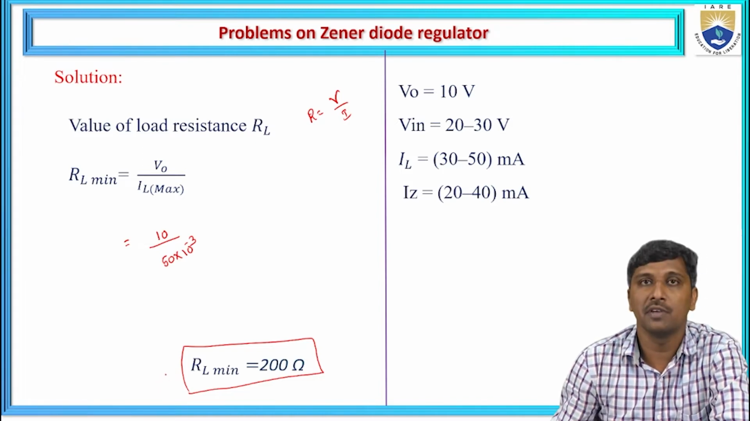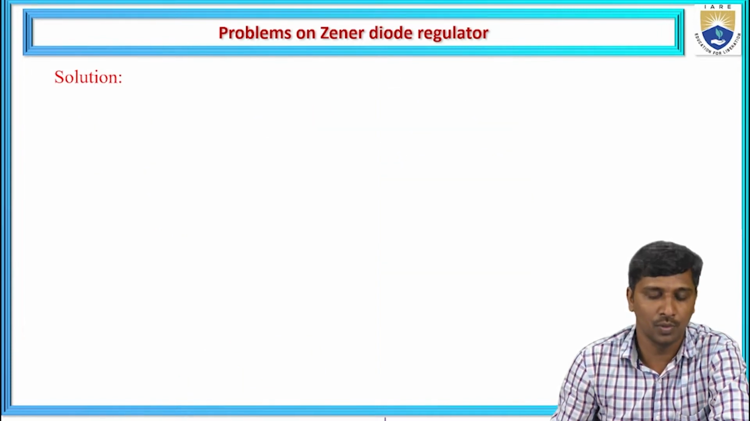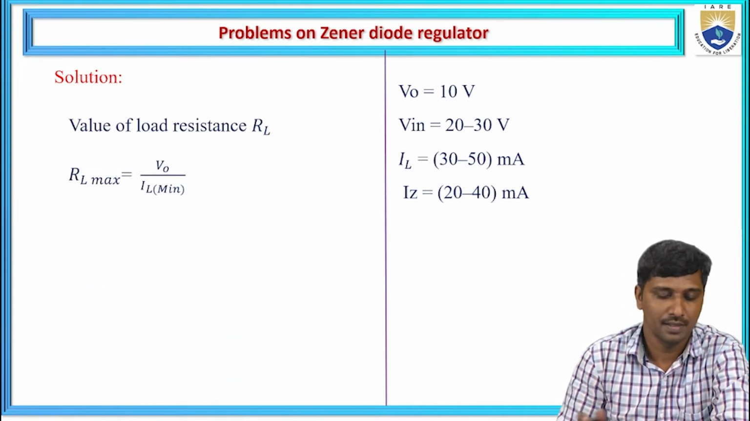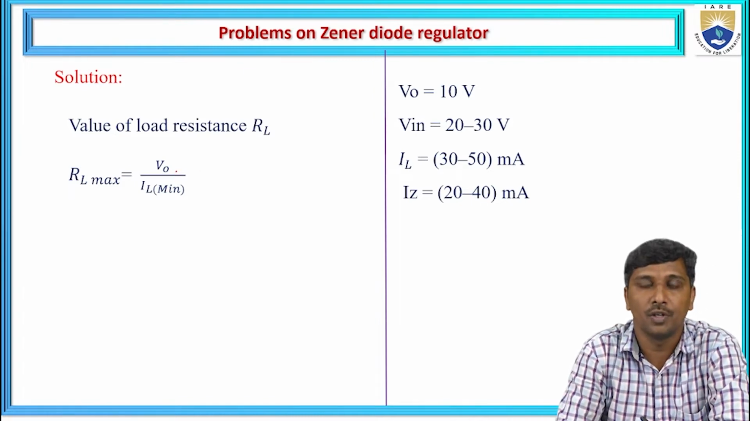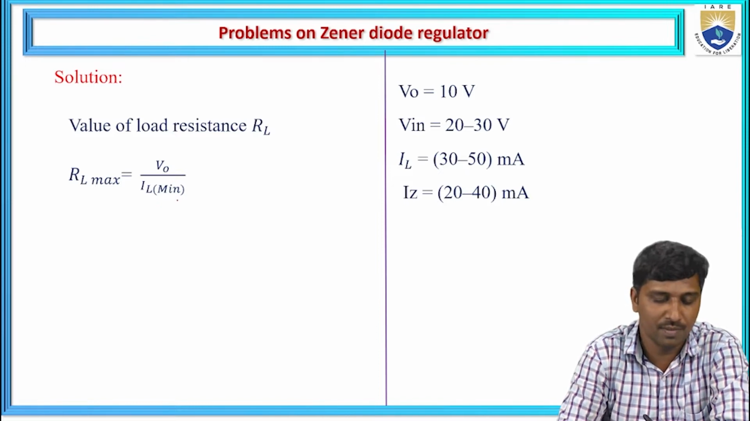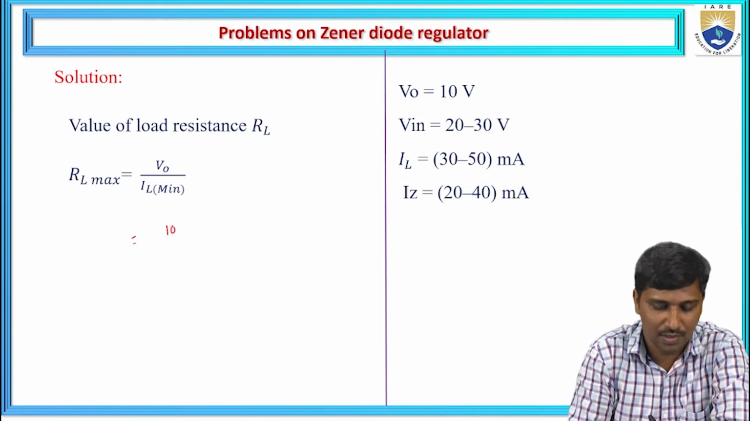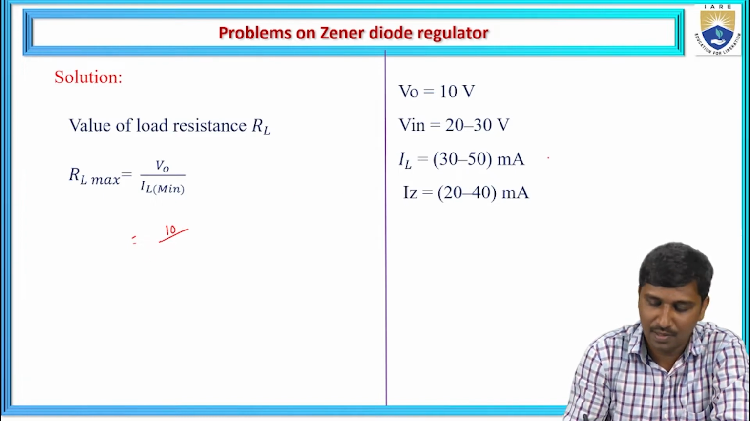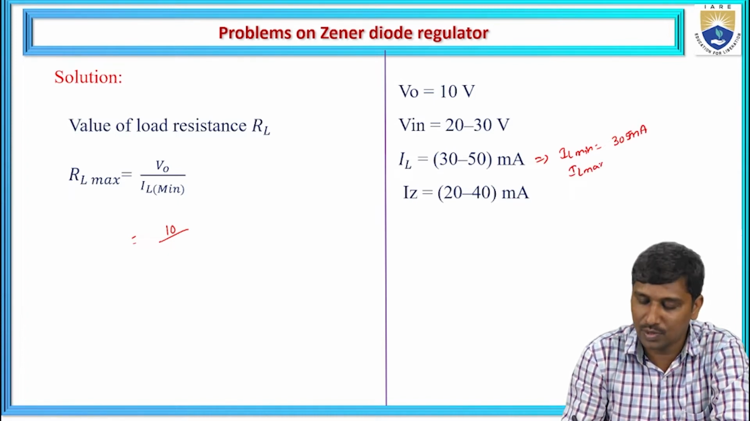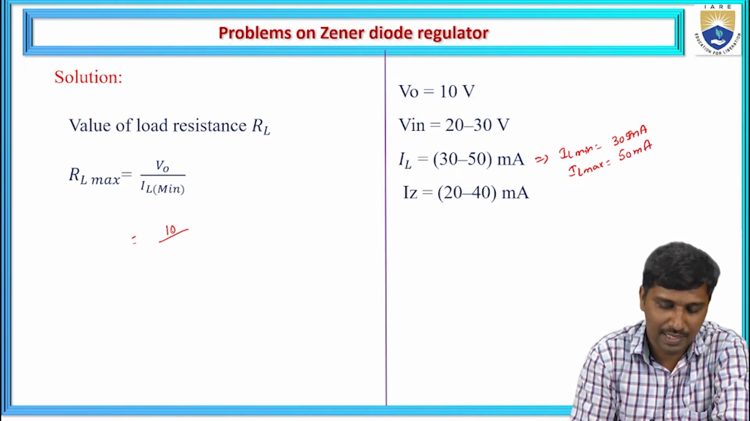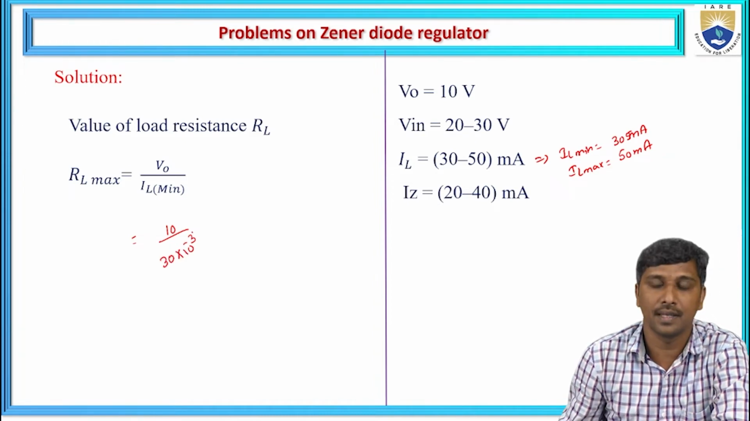Similarly, we need to calculate the maximum load resistance. The maximum load resistance is defined as the ratio of output voltage to the minimum load current. So V0 is 10 volts divided by IL minimum. The minimum load current is 30 milliamperes and the maximum load current is 50 milliamperes. Hence IL minimum is 30 milliamperes, that is, 30 into 10 to the power of minus 3.